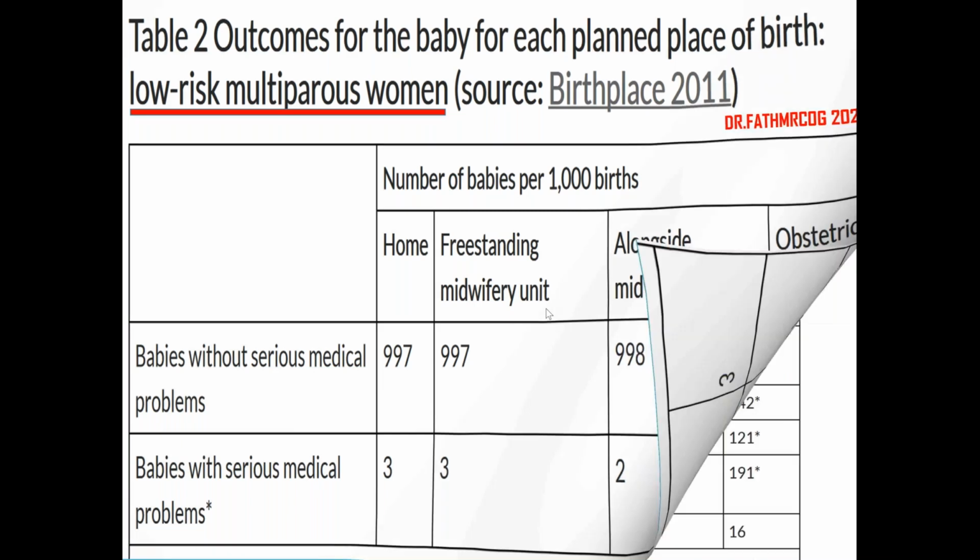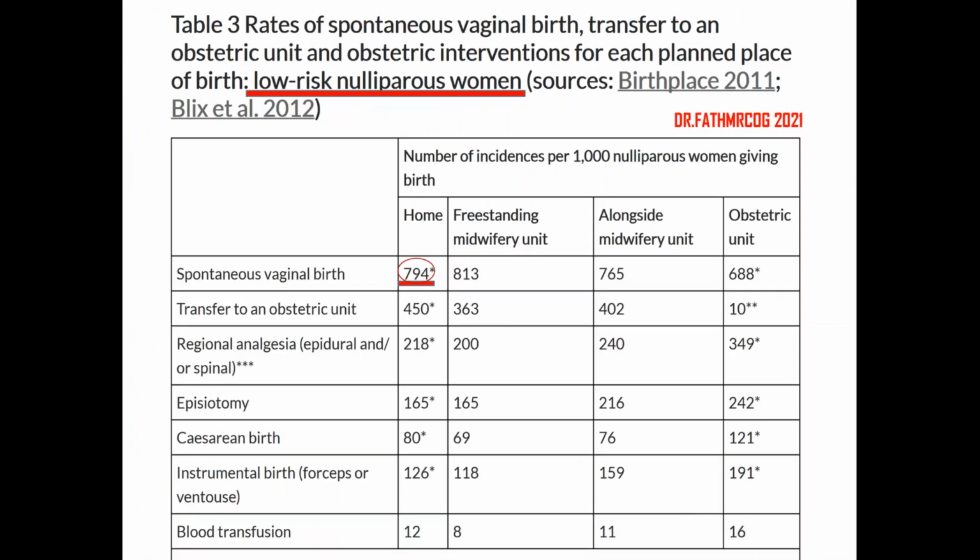And what about the rate of spontaneous vaginal birth and transfer to the obstetric units in low risk nulliparous women? Before, we discussed the multiparous women; now we'll discuss the difference in spontaneous vaginal birth regarding low risk nulliparous women. Here also, spontaneous vaginal birth is a higher rate at home, as in the multiparous women. Here there is no difference. Here is the same.